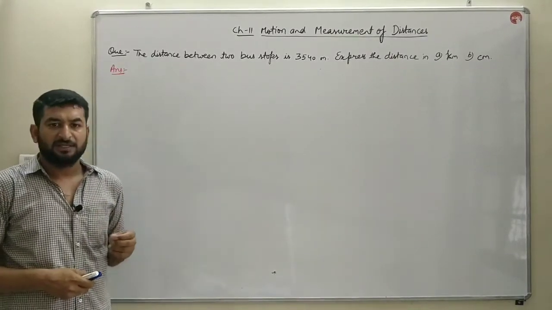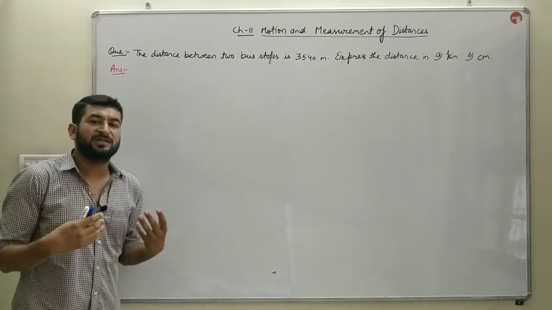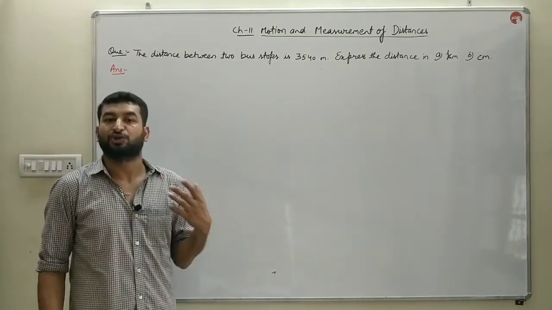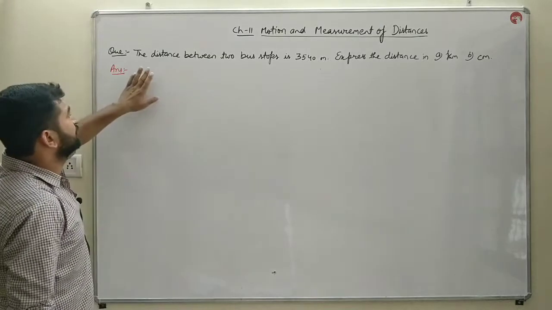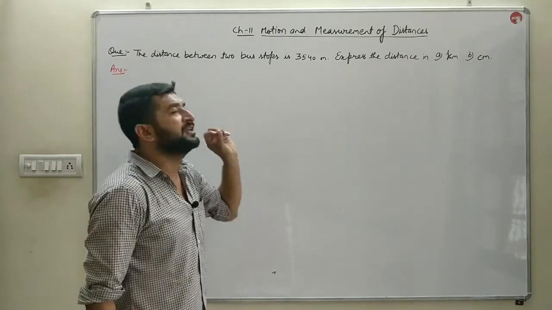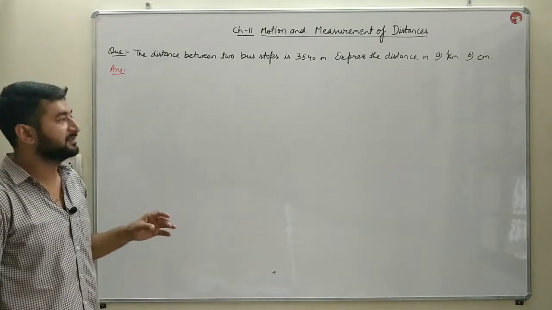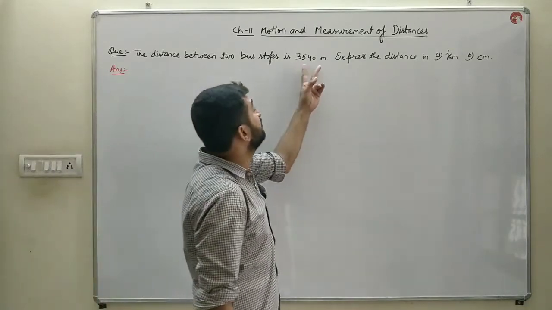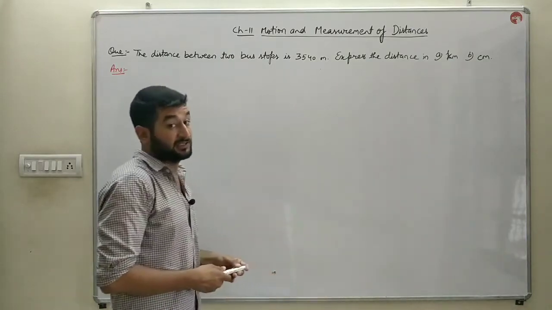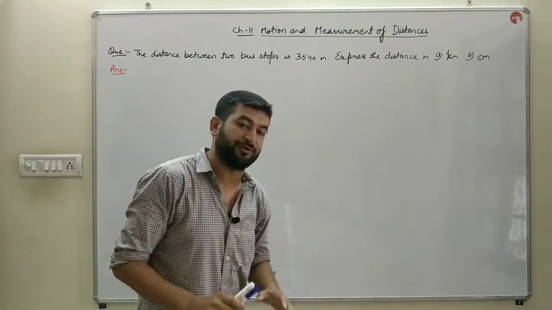Now we'll revise the conversion of units. How we can convert the larger units into smaller ones, or smaller units into larger ones. The question is written on the board: the distance between the two bus stops is 3,540 meters. Now you have to express this distance first in kilometers and then in centimeters. That is first in the larger unit, and second in the smaller unit.